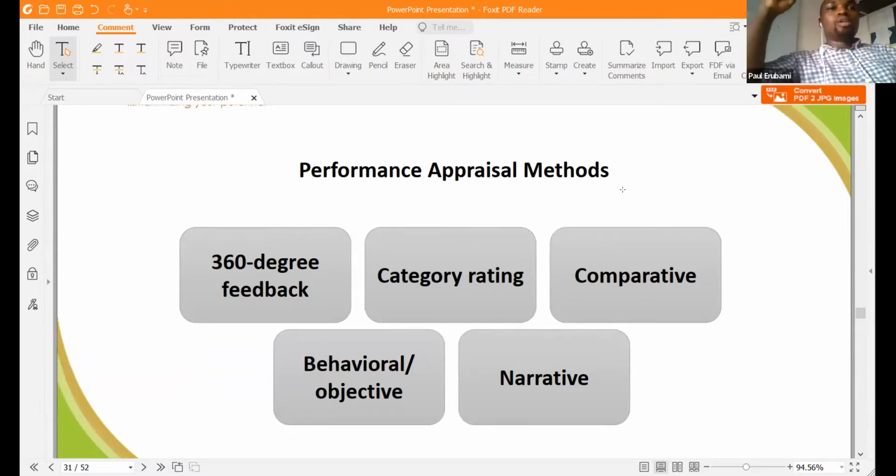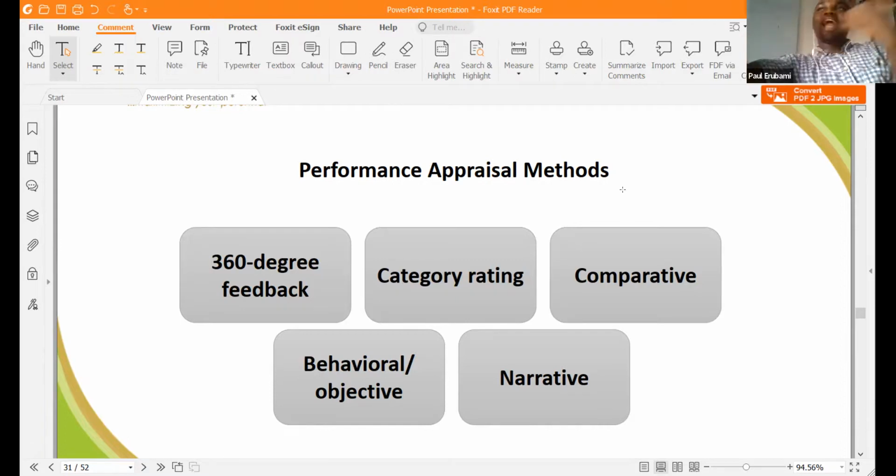We have what we call 360-degree feedback. 360-degree feedback is used in organizations where, if I'm a manager, I will be appraised by a fellow manager, I'll be appraised by my line manager, then I'll be appraised by my subordinates, in such a way that we can have a 360 view of how you perform in the organization.